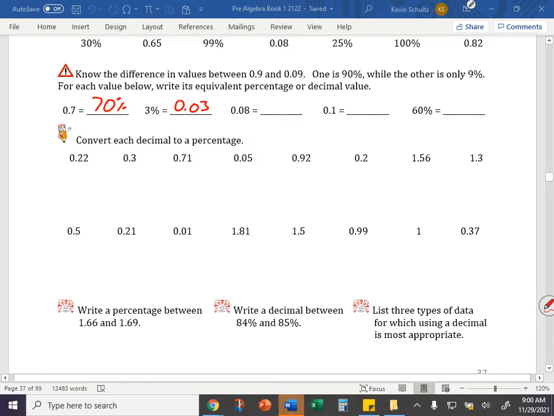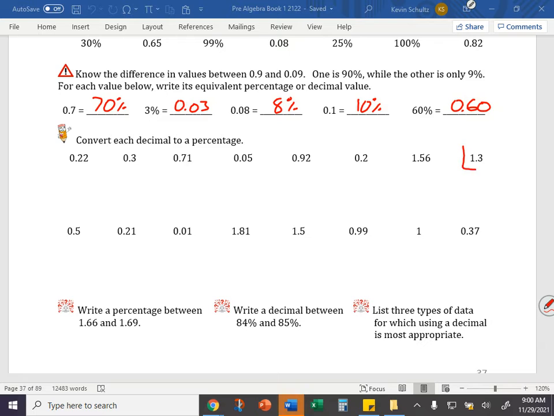0.03, right? 3 out of 100, 3 hundredths, 0.03. We already did 0.08 above, that's 8%. 0.1, John? 10%. And 60%, decimal form of this, 0.6 or 0.60, okay? What if you do have something like 1.3?